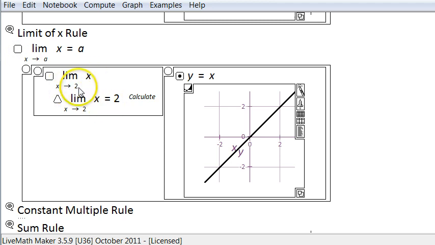If I change this and say, no, let x go to 3, well, then x goes to 3. The input and the output are always the same. So whatever the input is getting close to, that's what the output is getting close to.